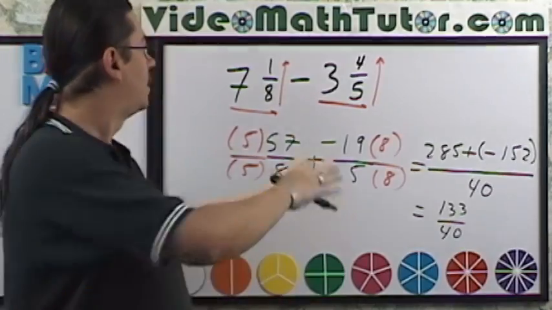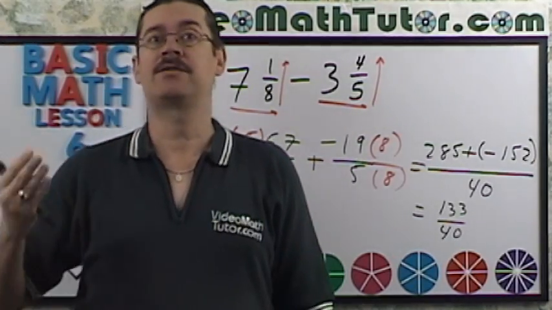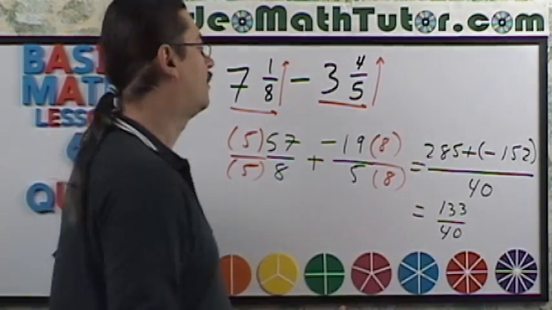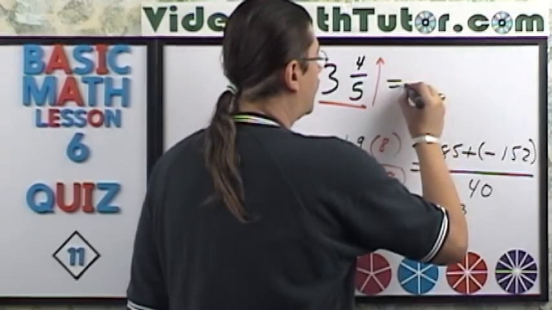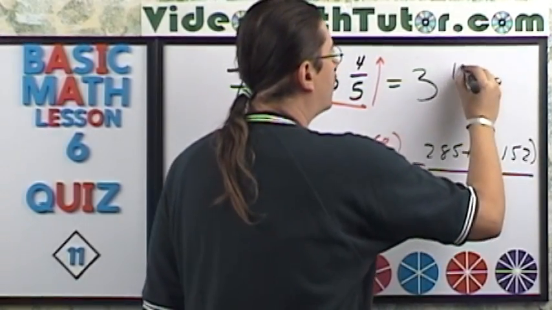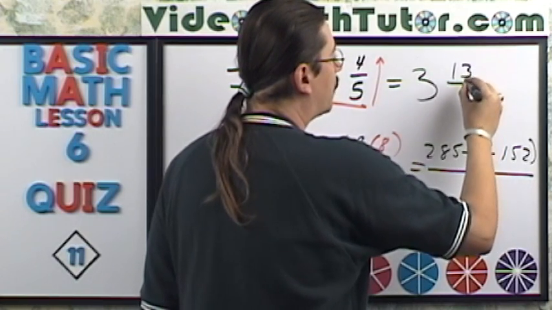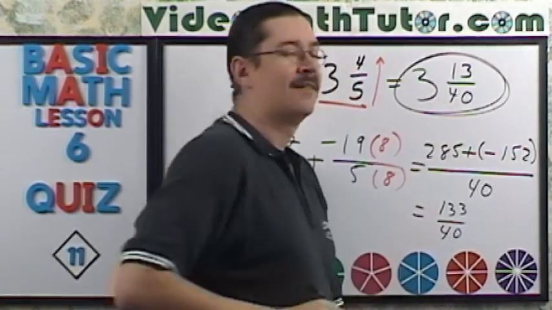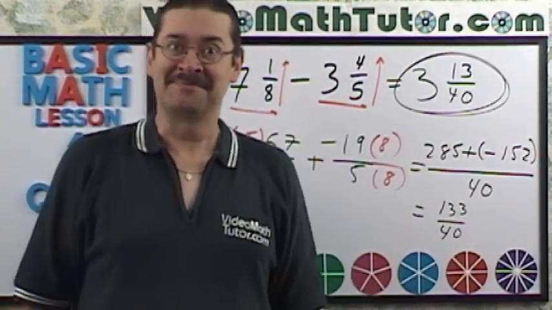40ths. Now, when we're dealing with mixed numbers, our final answer has to be a mixed number also. So, doing long division, you'd get 3 and your remainder is 13. So that becomes a new numerator for the fractional part. And we're finished!